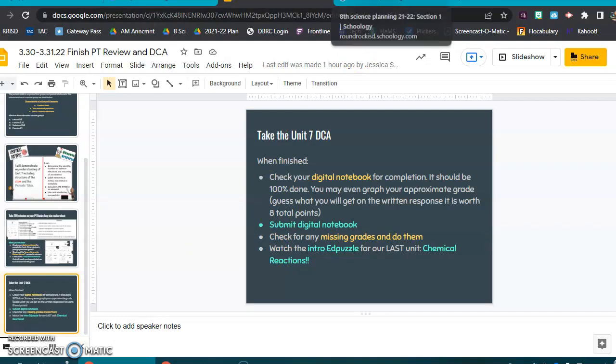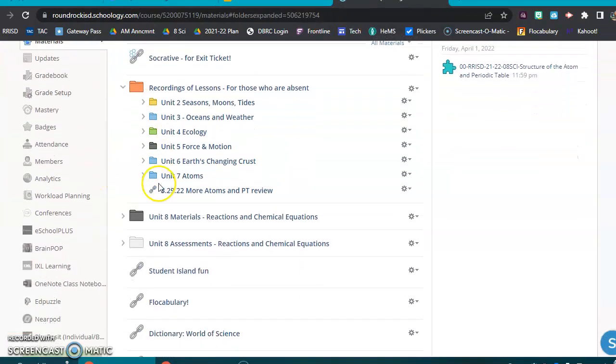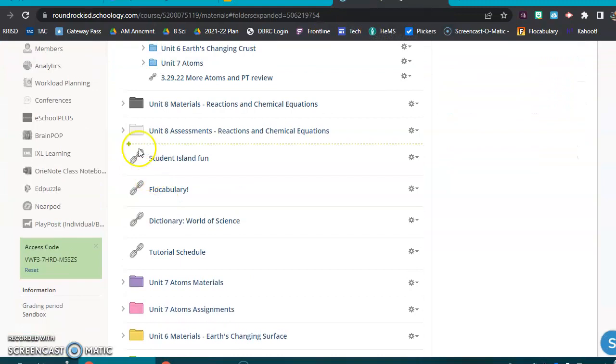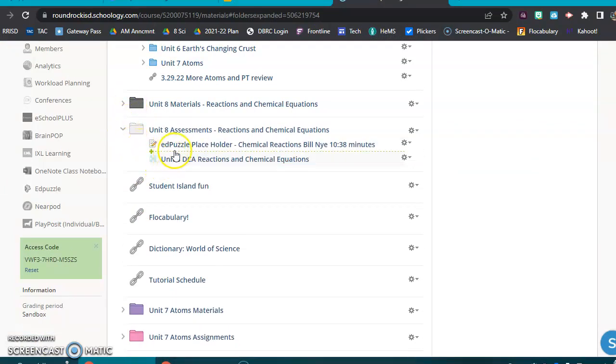Then we're going to watch the Edpuzzle for our last unit called Chemical Reactions, and that, my friends, is going to be over here. You're going to see that here. It's going to be Chemical Reactions with Bill Nye. It's 10 minutes and 38 seconds, and it has some questions, so that's what you'll be doing after the test.